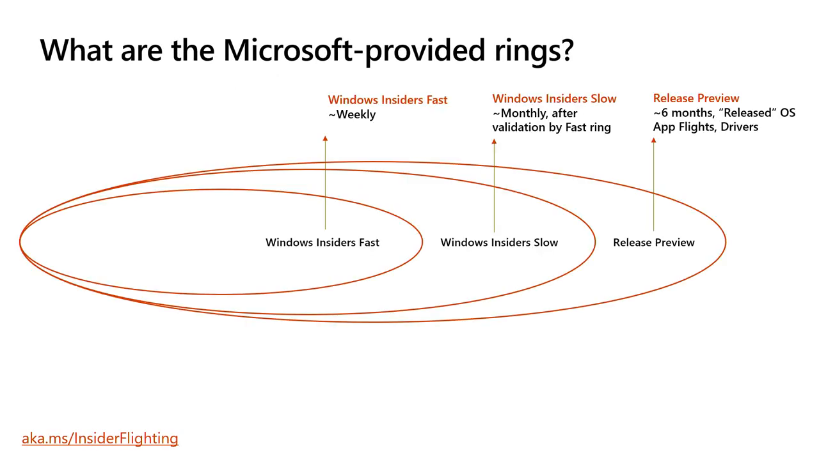So these are the rings which we provide. We provide the Windows Insider Fast Ring, which comes out weekly. We have the Windows Insider Slow, which comes out monthly, and it helps with the validation. And the last is a release preview, where we have a few builds coming out closer to the release of the operating system. So depending on how you are organized in your organization, you can choose a percentage of machines in each of these rings so that you have coverage of all the features which are coming in.